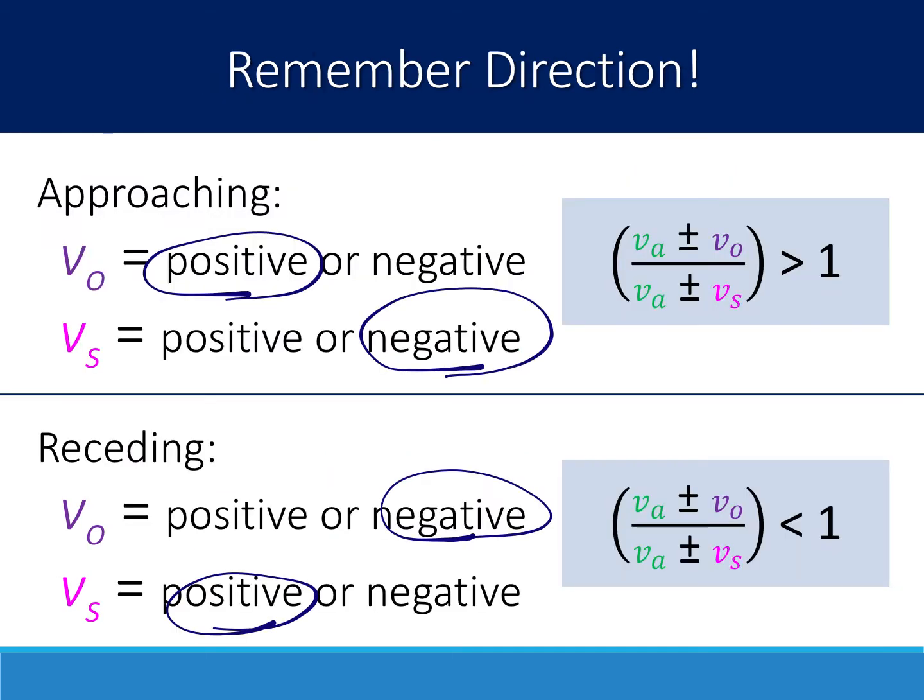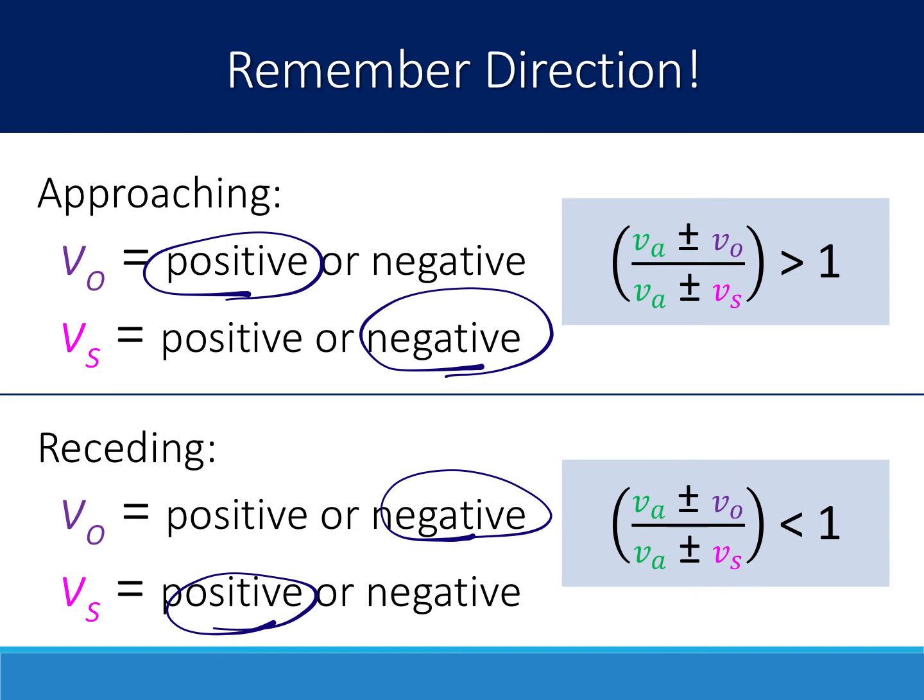All right, so before we get to the example, I did want to reiterate what it means to have a positive or a negative VO or VS in the equation. Now remember, this term is going to be multiplied by the original frequency. So if this whole term ends up being greater than 1, then the apparent frequency is going to be higher than the original one, so a person would hear a higher pitch. If it's less than 1, then the person would hear a lower pitch.